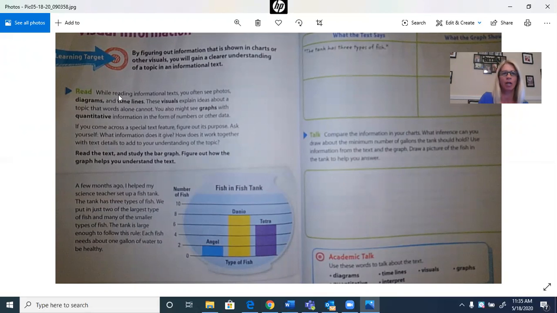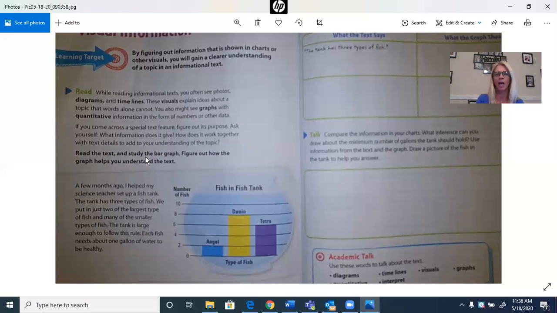So let's read the learning target. It says, by figuring out information that is shown in charts or other visuals, you will gain a clearer understanding of a topic in an informational text. While reading informational text, you often see photos, diagrams, and timelines. These visuals explain ideas about a topic that words alone cannot. You also might see graphs with quantitative information in the form of numbers or other data. If you come across a special text feature, figure out its purpose. Ask yourself, what information does it give? How does it work together with the text? What details does it add to your understanding of the topic?